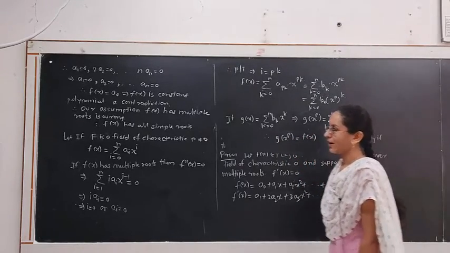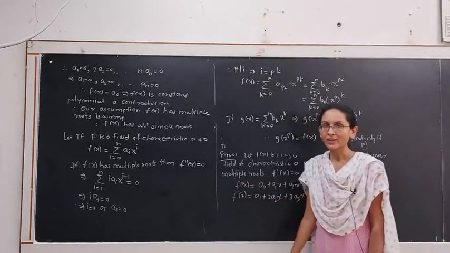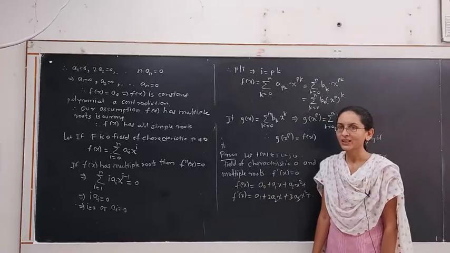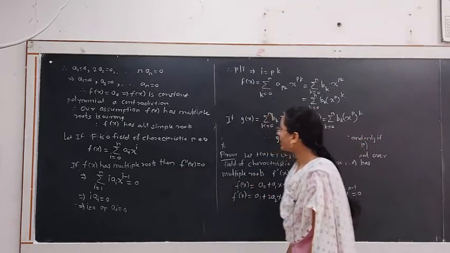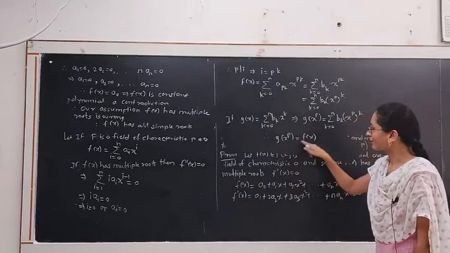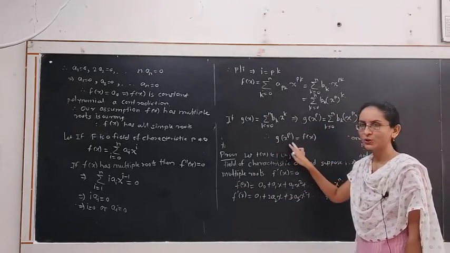Hence, if f(x) has a multiple root and F is a field of characteristic p not equal to 0, then f(x) has a multiple root if and only if there exists a polynomial g(x) such that f(x) is equal to g of x raised to p.